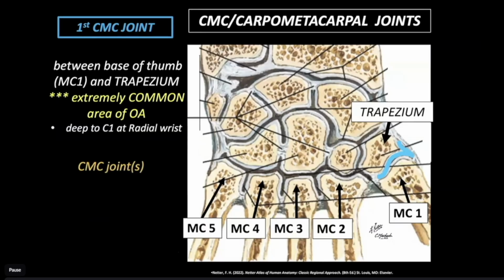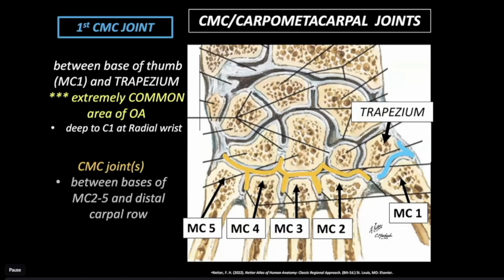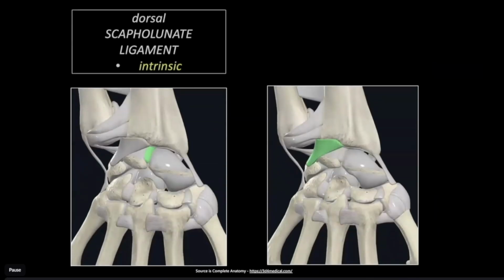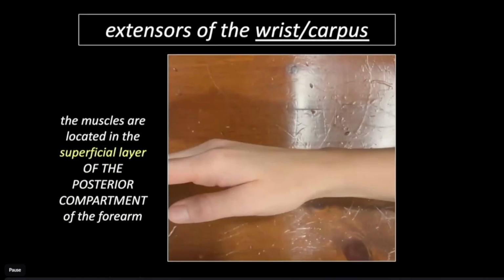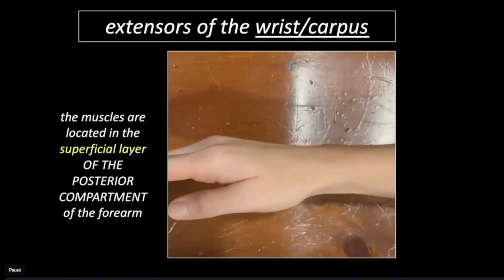The other joints would be the CMC joints 2 to 5. Those are all considered one joint. They're between the bases of the metacarpals, the 2nd to the 5th, and the distal carpal row. The 2 dorsal wrist ligaments that we look at with ultrasound would be the dorsal scapholunate ligament, which is intrinsic. It's between the scaphoid and the lunate, and the dorsal radiotriquetral or radiocarpal ligament, which is extrinsic between the radius and the triquetral bone. I'm going to move on to the extensors of the carpus.